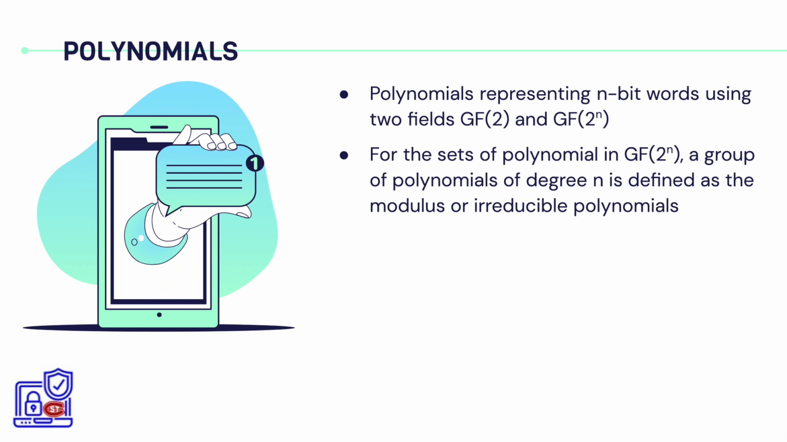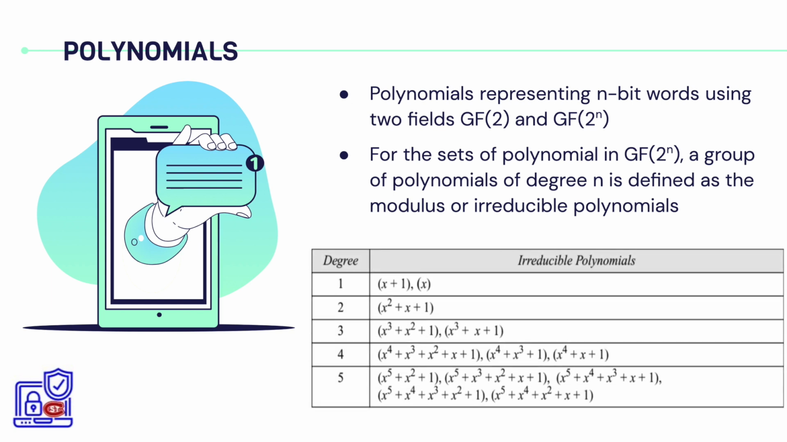The modulus in this case acts as a prime polynomial, which means that no polynomials in the set can divide this polynomial. A prime polynomial cannot be factored into polynomials with degree less than n. Such polynomials are referred to as irreducible polynomials. Examples of them from degree 1 to 5 are shown in the table here.